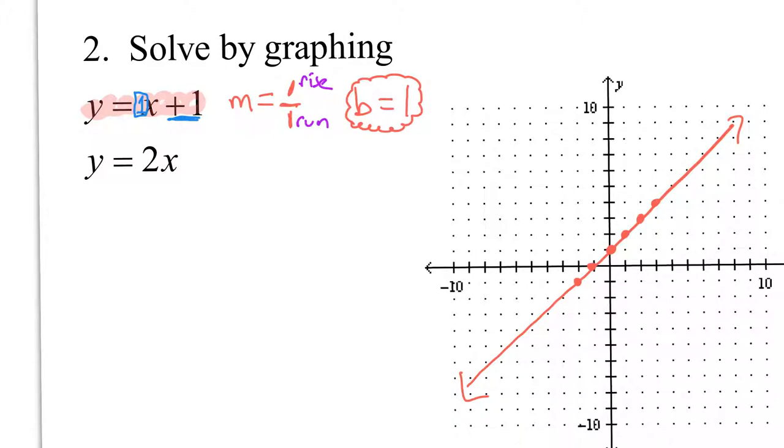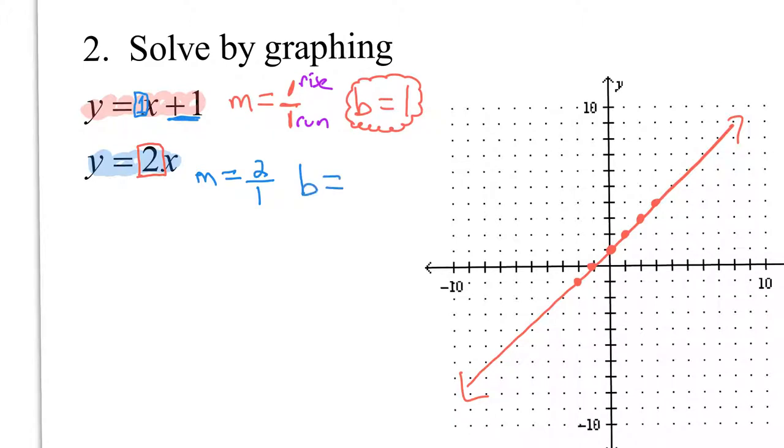So now I'm going to use a blue color. This one here is going to be a blue line. I just want to check if they do intersect, and maybe they're parallel, or maybe they are the same line. So let's go ahead and find the slope. The slope of that line is the number next to the x, right next to the x, this one here. So that is my slope, 2. I need to make it a fraction because I need the rise and the run.